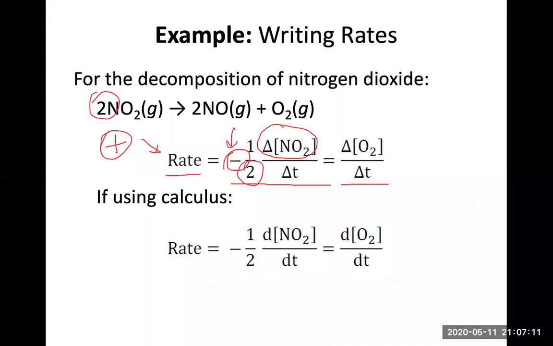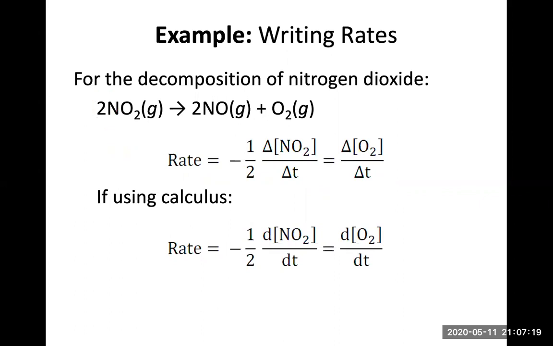And then second, if we want this equation up here to have basically just one rate, and we don't want it to have one rate for NO2 and one rate for O2, we want one overall rate, it makes sense to just divide away every single coefficient in the equation. And so what this 2 is doing here is bringing this NO2 change down to be the same as the O2 change.